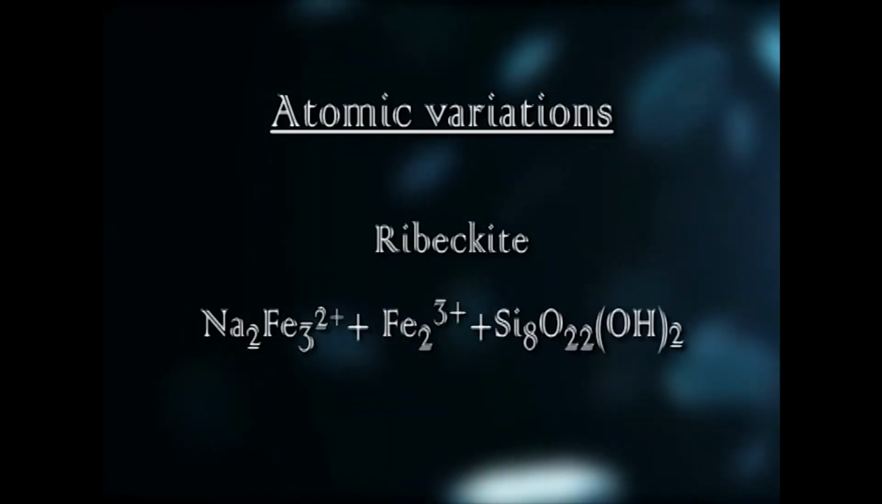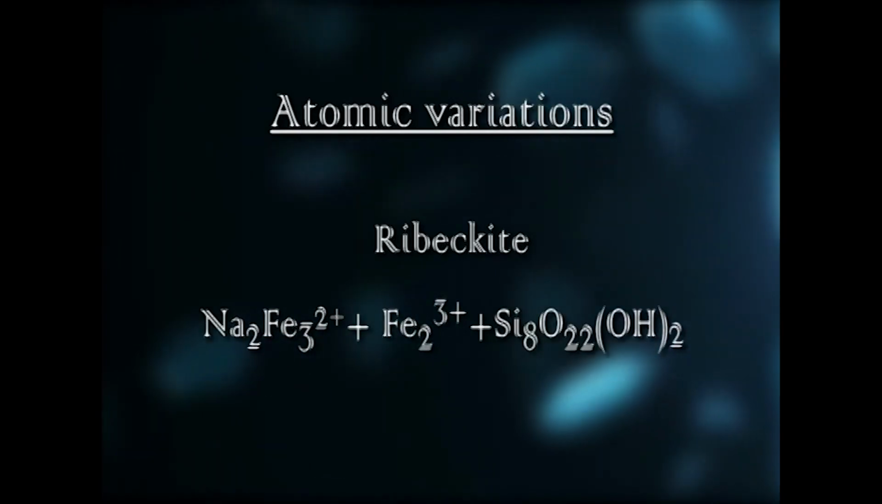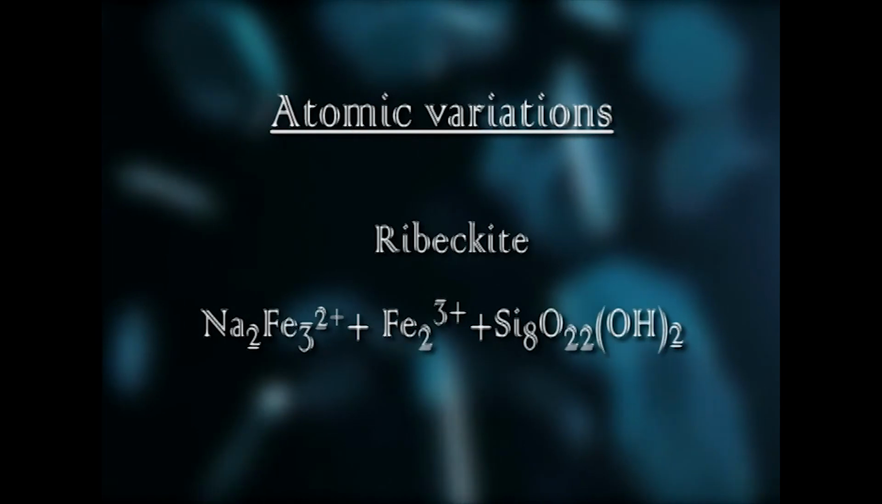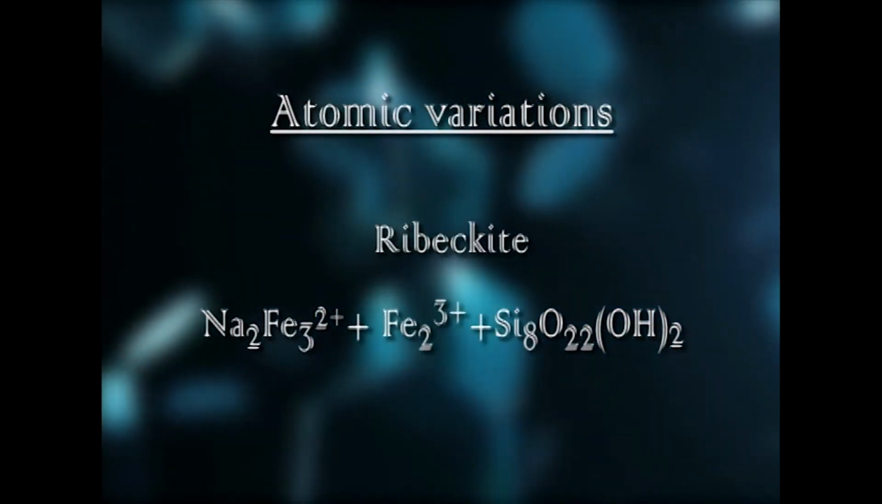Coming to atomic variations, some elements can exist in more than one valency state. For example, iron. In certain minerals, both these states of iron are present. In such cases, this is indicated in the formula, like for instance a variety of amphiboles called riebeckite, Na2Fe3(2+)Fe2(3+)Si8O22(OH)2.